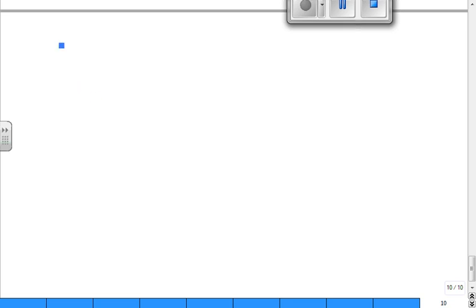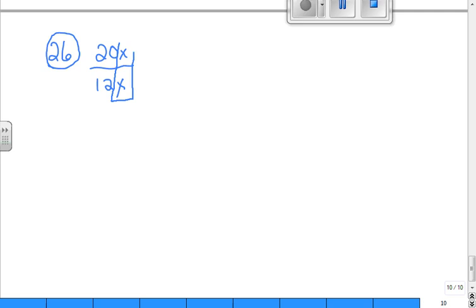Problem number 26. We're asked to simplify. We have 20x over 12x. Well, we can see right away that the x's make a 1. So you now have 20 over 12.